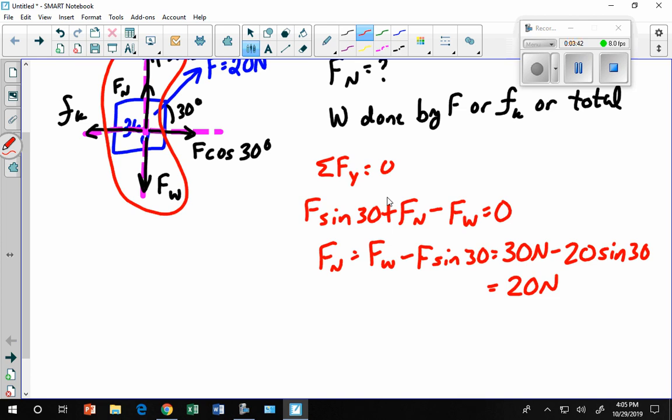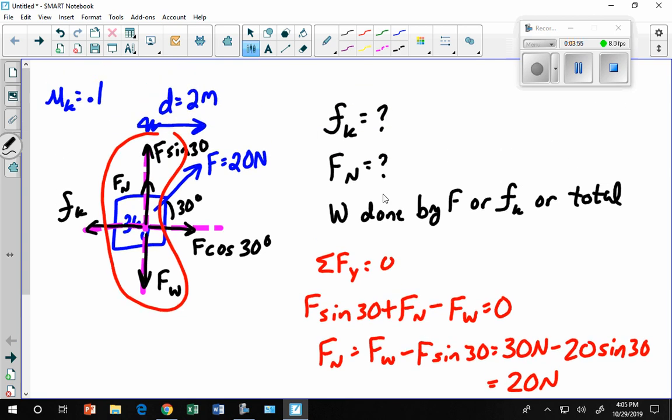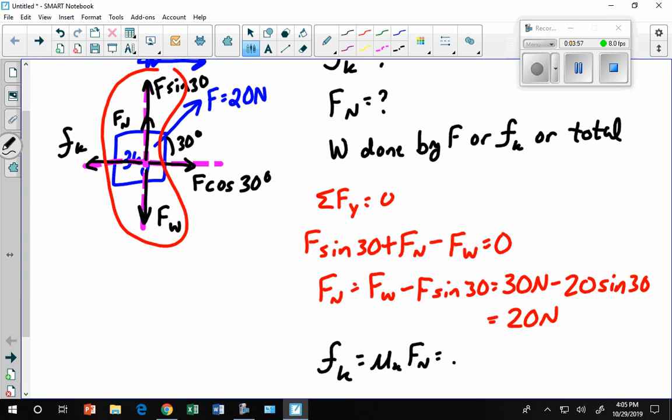Or another very similar question is, what is Fk? Which is easy once you know Fn, because it's just mu k times Fn, which is going to be, in this case, mu k was 0.1 times 20, which is 2 newtons. You have to do that anyway. So all this up to this point, you're going to have to do regardless of what I ask you, because you'll need to find the normal force, you'll need to find the kinetic friction.